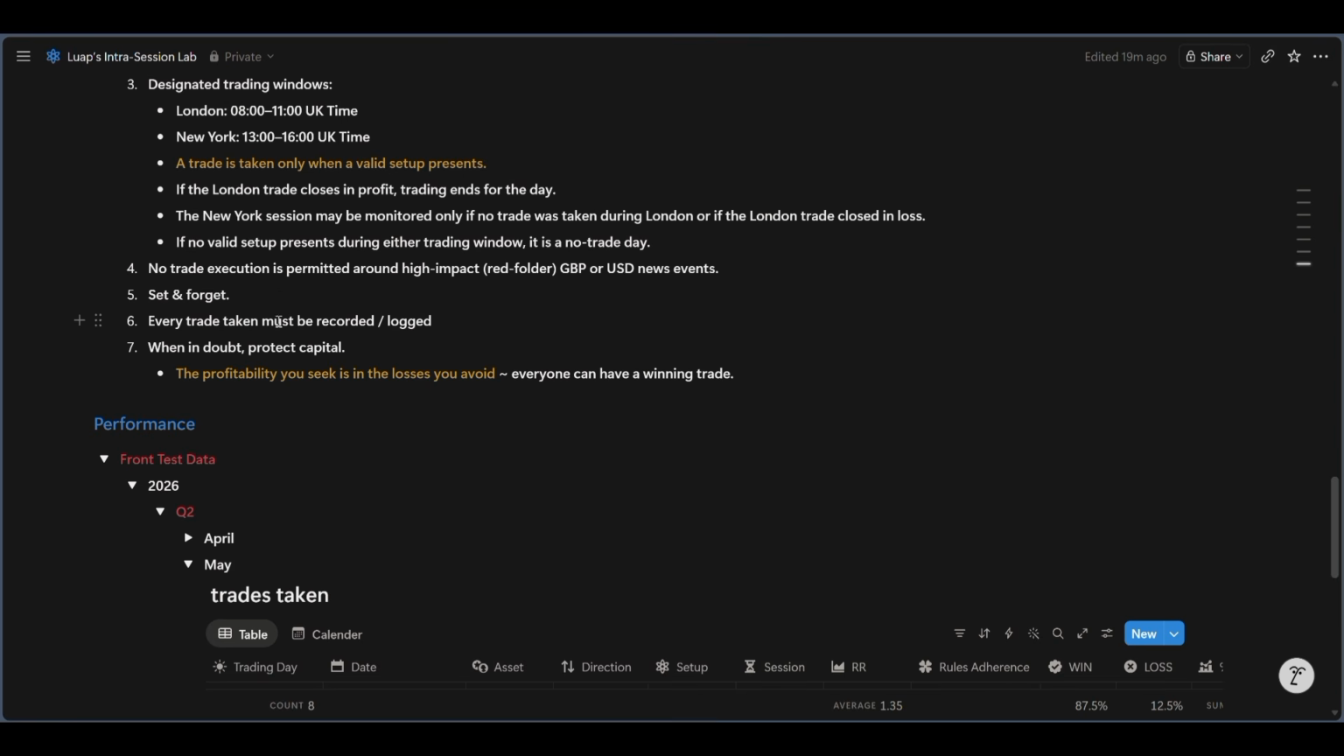And as well, every trade must be recorded or logged. And the last one, when in doubt, protect capital. I usually don't trade when I'm skeptical of my analysis. I usually protect my capital. The profitability you seek is the losses you avoid. Everyone can have a winning trade.